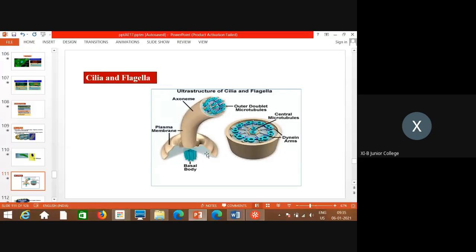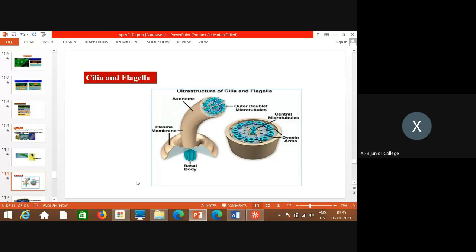So I will repeat again the parts of the cilia and flagella ultrastructure, or the structure of cilia and flagella, which is called a 9+2 type of arrangement in eukaryotic cilia and flagella. What is 9? These are 9 doublet microtubules present at the periphery. They are 9 in number, and 2 are present at the center. This type of arrangement is called the 9+2 arrangement, especially seen in eukaryotic cilia and flagella.